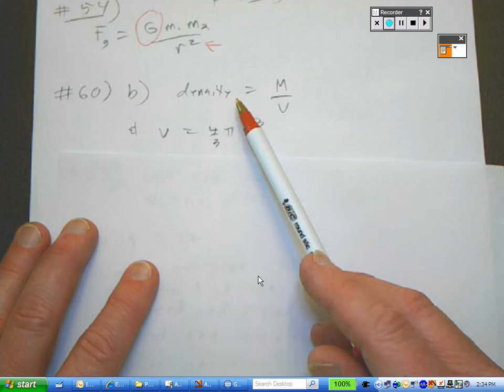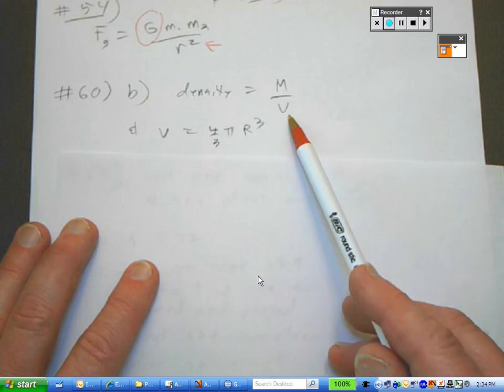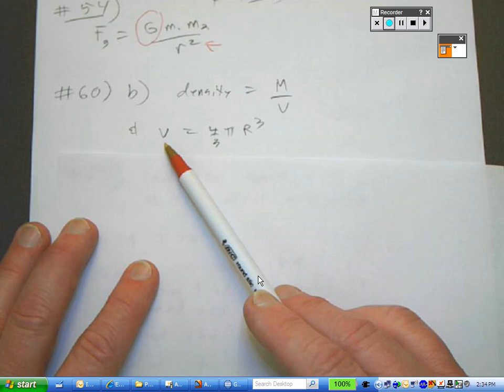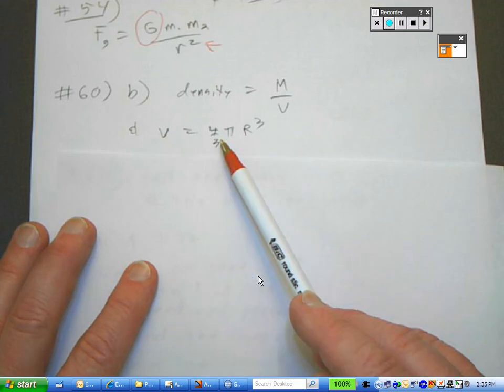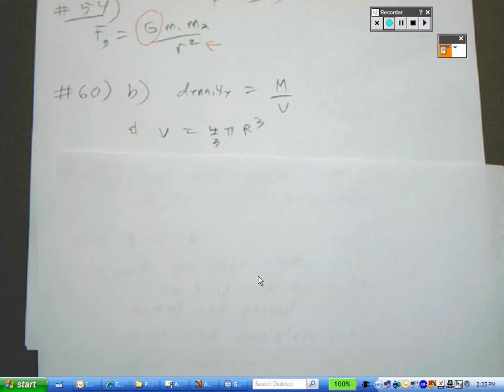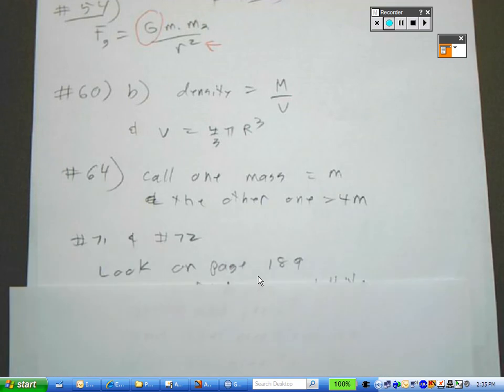Part B uses density equals mass divided by volume, a formula you had in chemistry. And then also very useful to know the volume formula for any sphere, like the Earth, would be 4/3 pi r cubed. Hopefully number 60 will be more successful now.